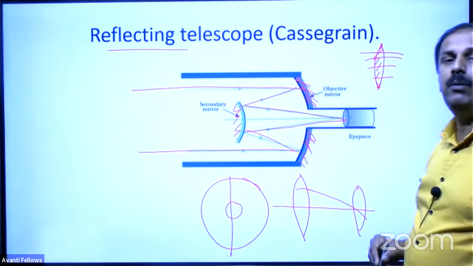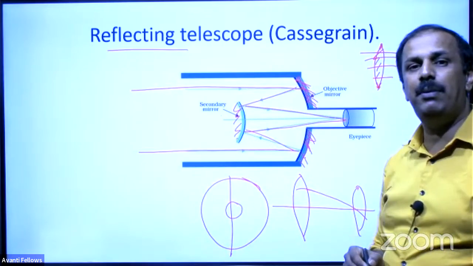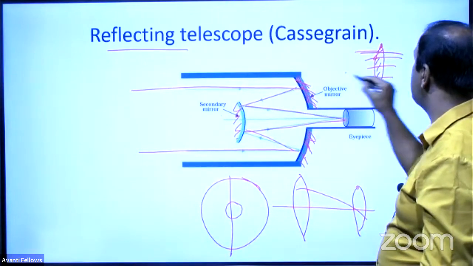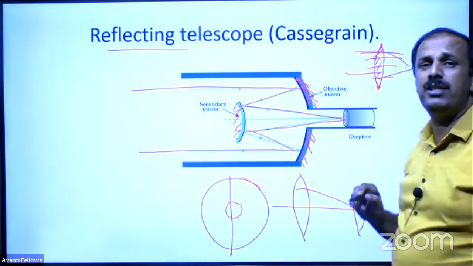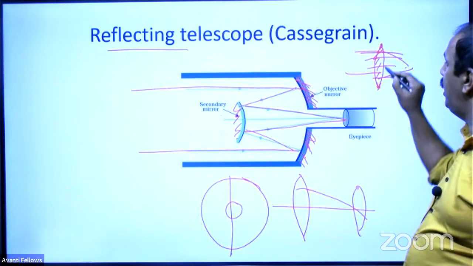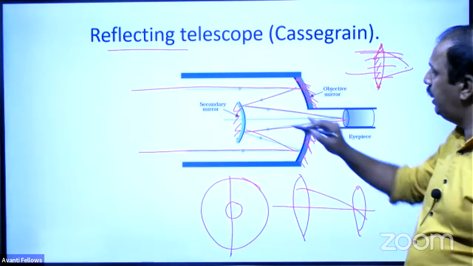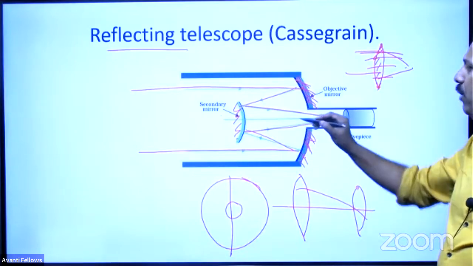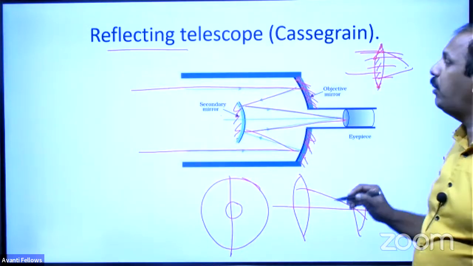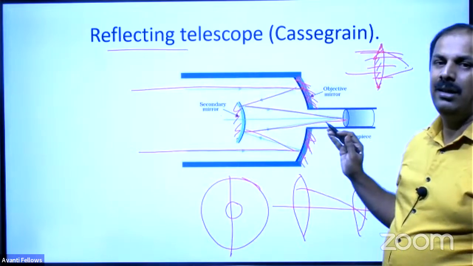And one more thing, we discussed the chromatic aberration. When the light is coming like this, different colors will focus to different points. That is chromatic aberration. So in the lens, we will have chromatic aberration. This one will not have chromatic aberration. And one more thing, I told about the length.